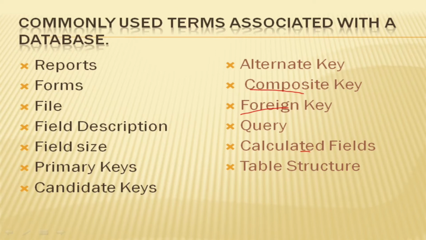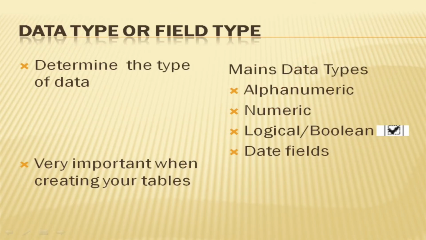All right, let's move on. Now the next term that you need to know is what is called a data type, and this is critical when you're creating your tables and your table structures. So what exactly are data types? Well, data types are field types. They determine the type of data that a field can store, right? When a database is designed, all the fields are set to accept a particular data type, right?